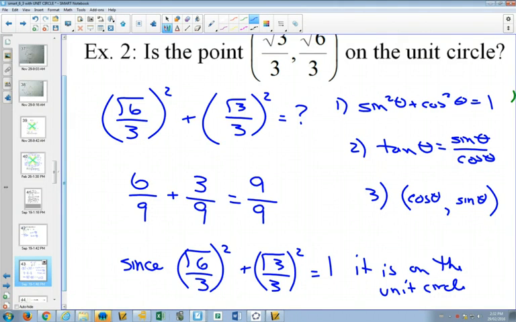If you got something that didn't equal 1, then you would know it's not on the unit circle. So all points on the unit circle are cos comma sine, and cos squared plus sine squared has to equal 1. So if all of a sudden it didn't equal 1, then that would mean that that's not a point on the unit circle, and that's how we can tell.